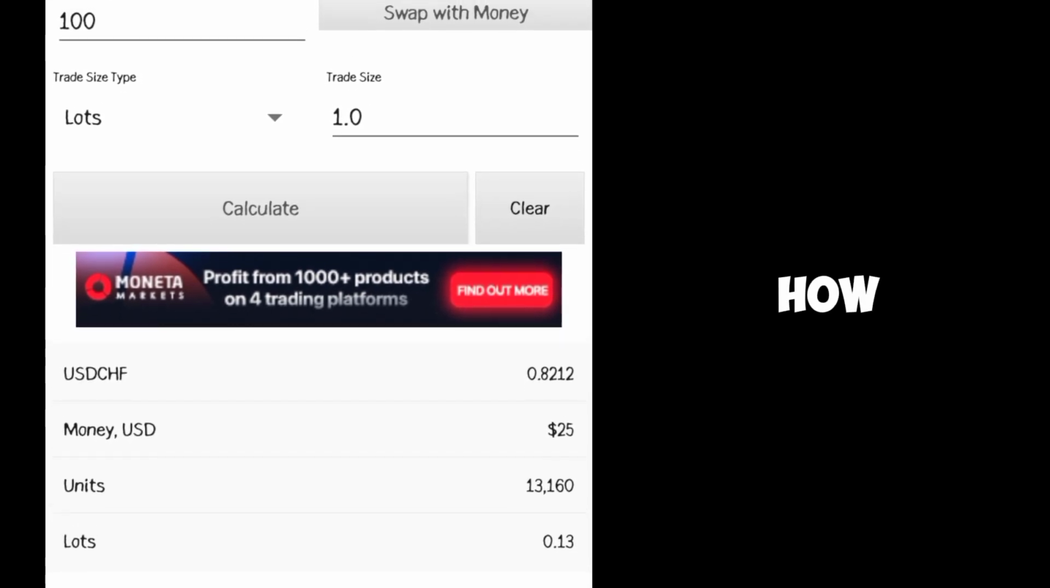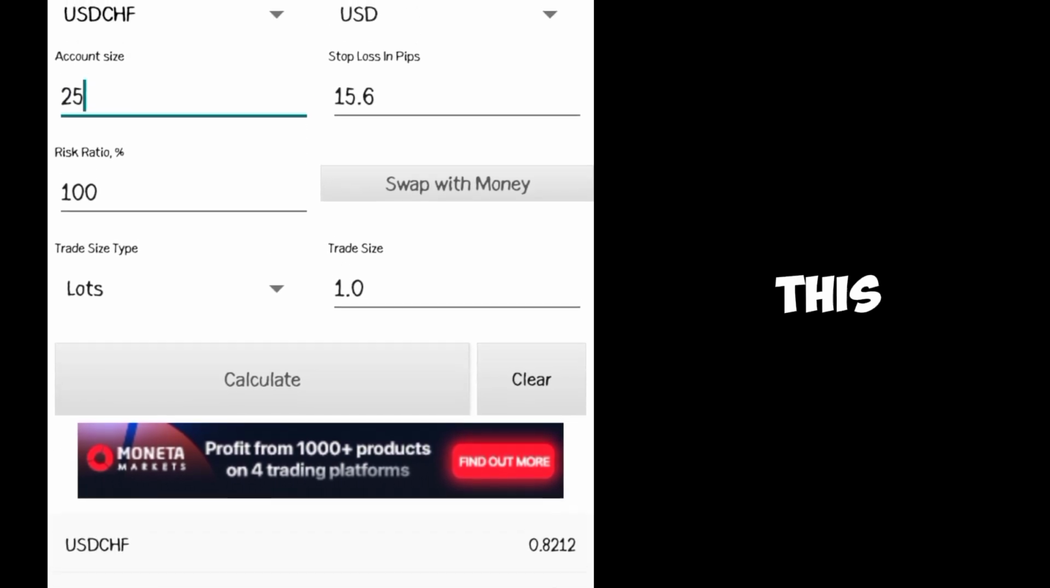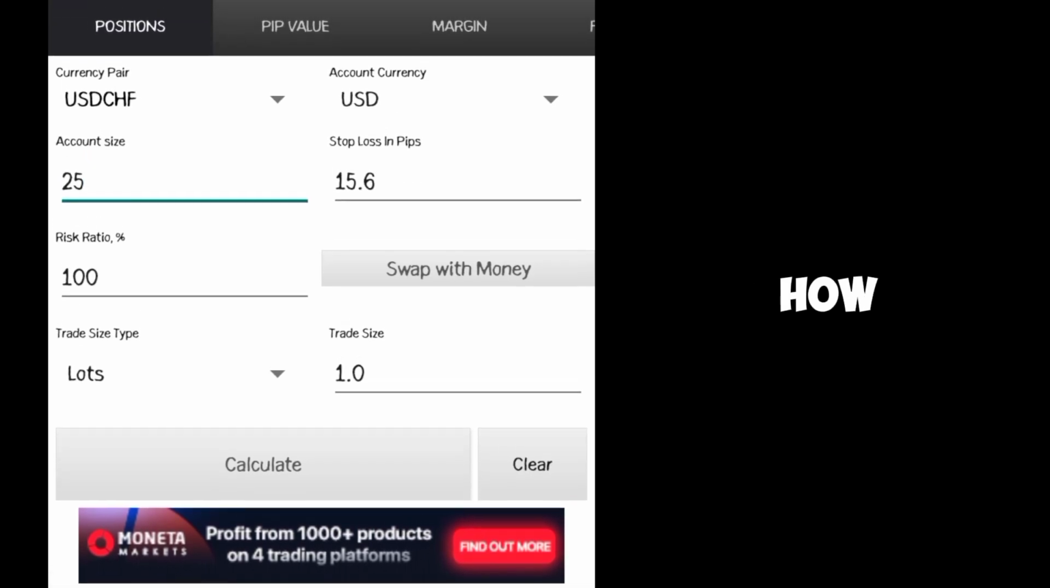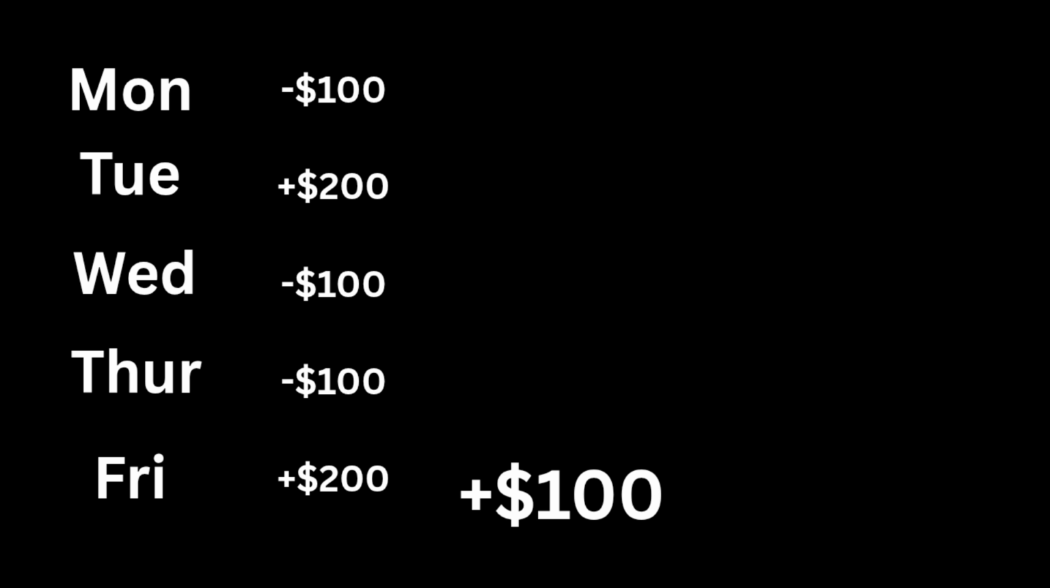So let's look at how, if you take 5 trades using this risk management system, how much would you be able to make at the end of the week or at the end of the month? So let's look at that. All right, so we see that the trade we took ended at -100. So if you repeat the same thing on Tuesday, you could make up for Monday. So in this case, I just brought a simulation of what could have happened during the week.